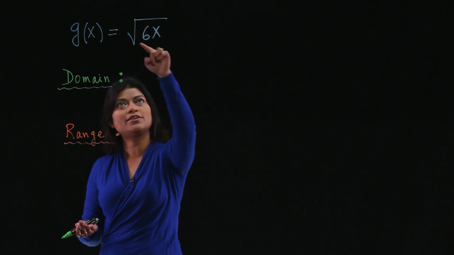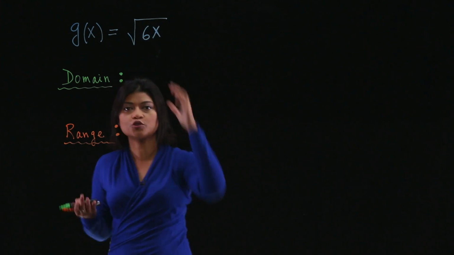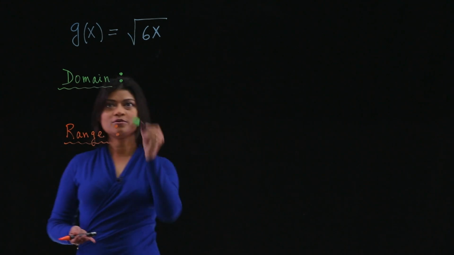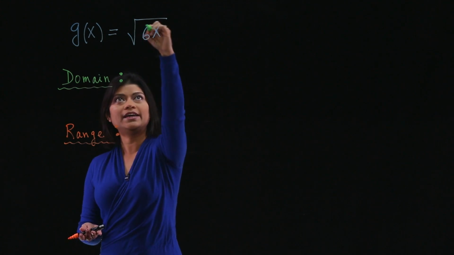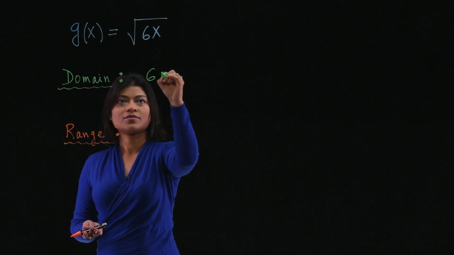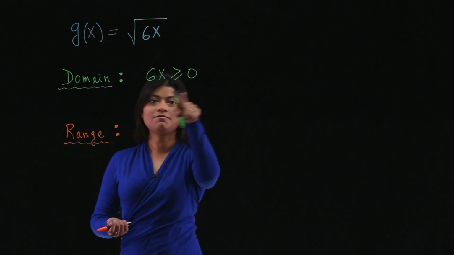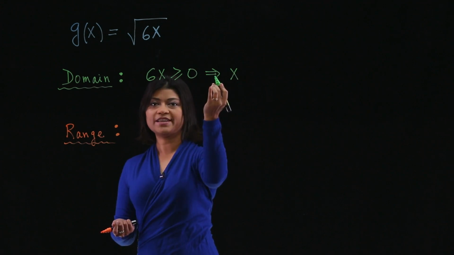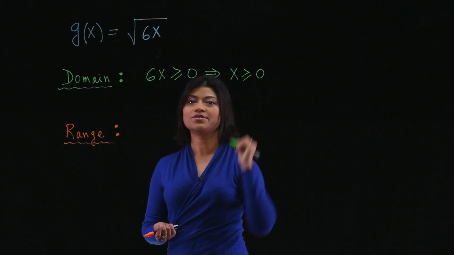So we have to make sure that what we plug in, this expression inside the square root should always be positive or 0 also. Therefore, what should be the domain? All those x values such that the entire expression inside the square root, 6x, should be positive or 0. So let's solve for x from here. This means x, what is the x value? You just divide by 6 both sides. So x is greater than or equal to 0.